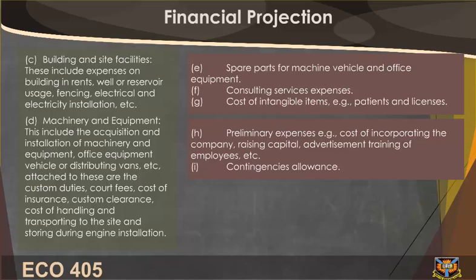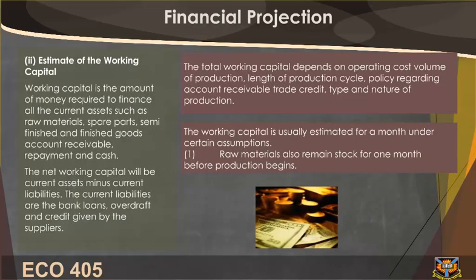E. Spare parts for machines, vehicles and office equipment. F. Consulting services expenses. G. Cost of intangible items, for example, patents and licenses. H. Preliminary expenses, for example, cost of incorporating the company, raising capital, advertisement, training of employees, and so on. I. Contingency allowance.